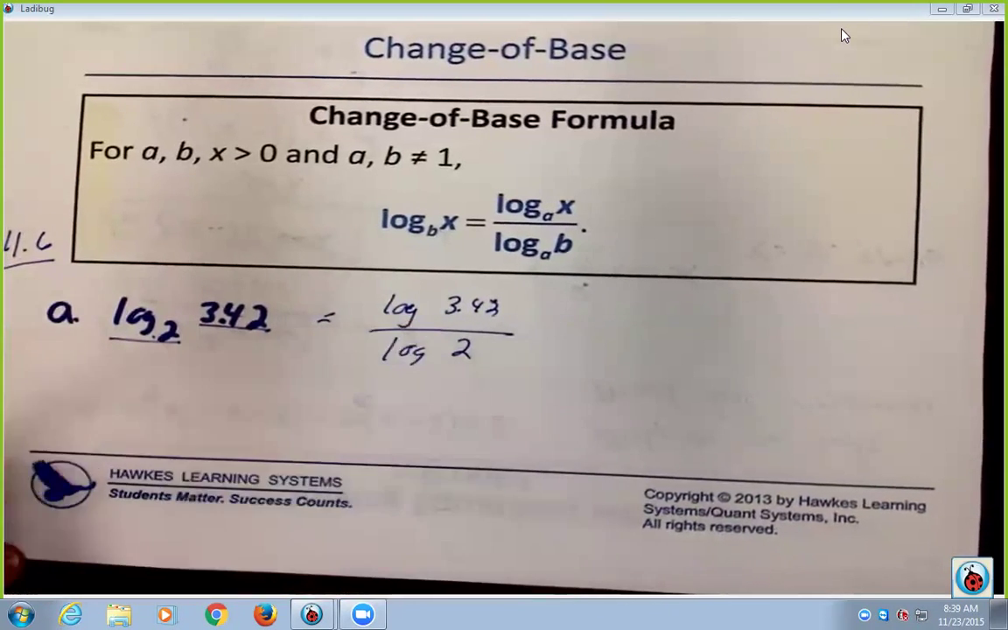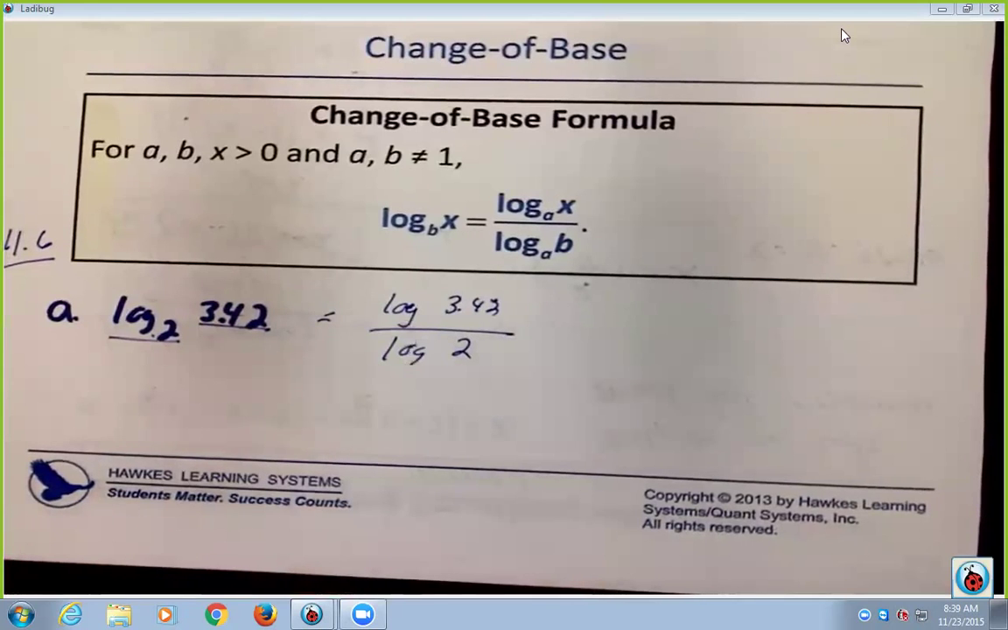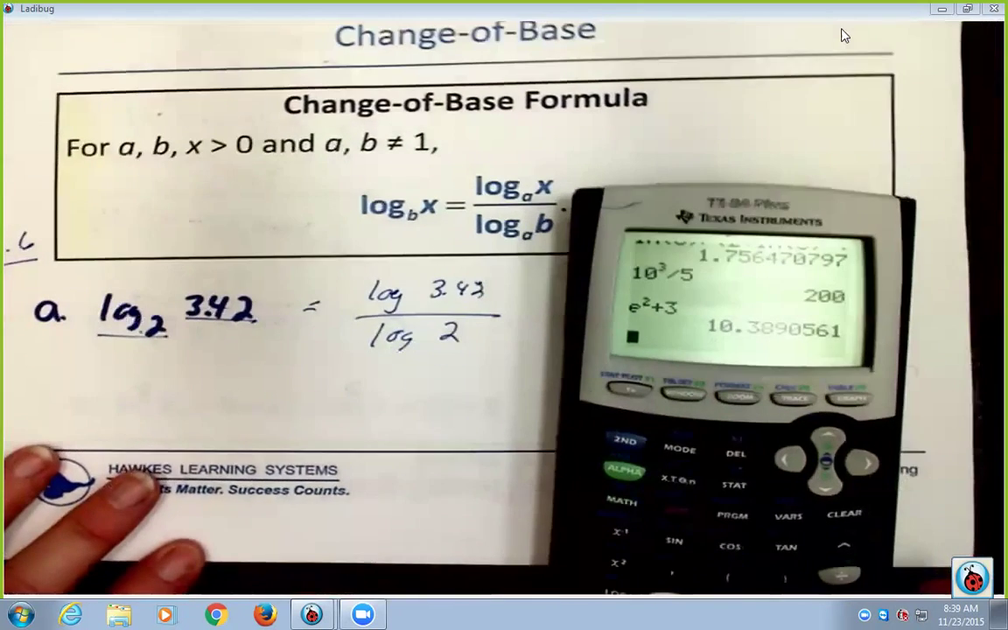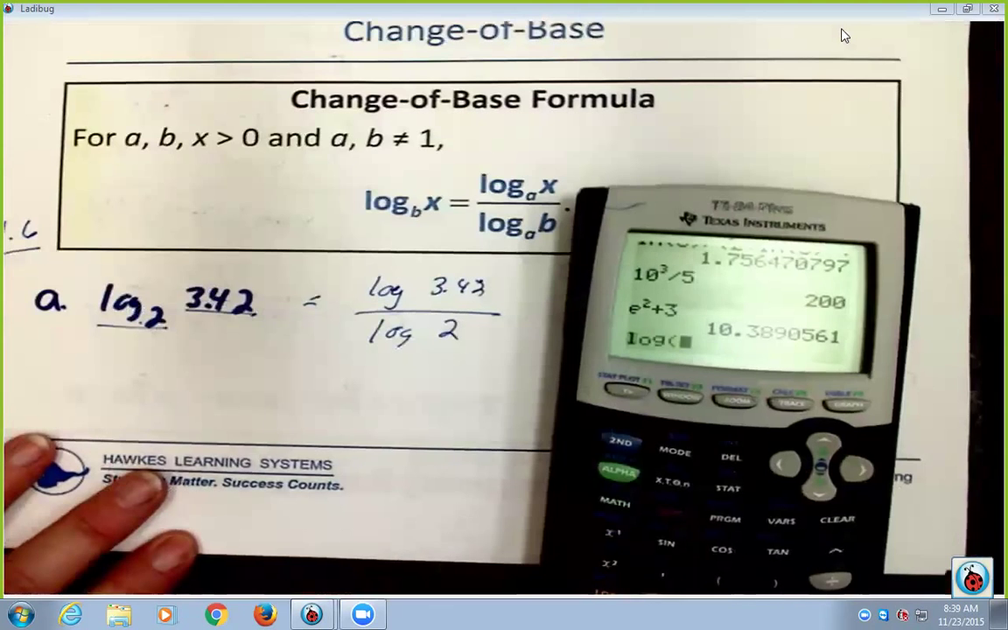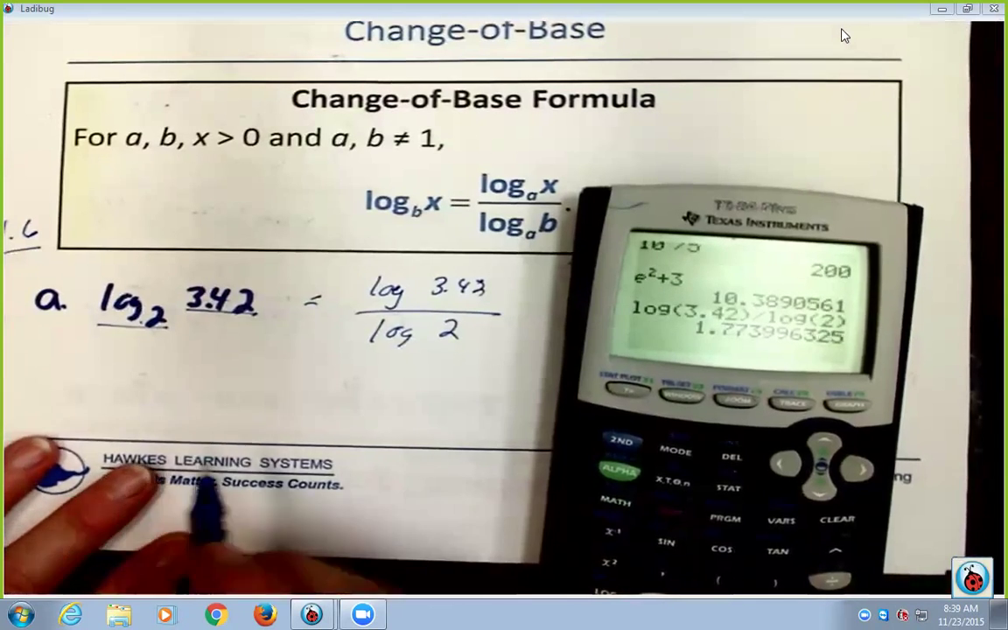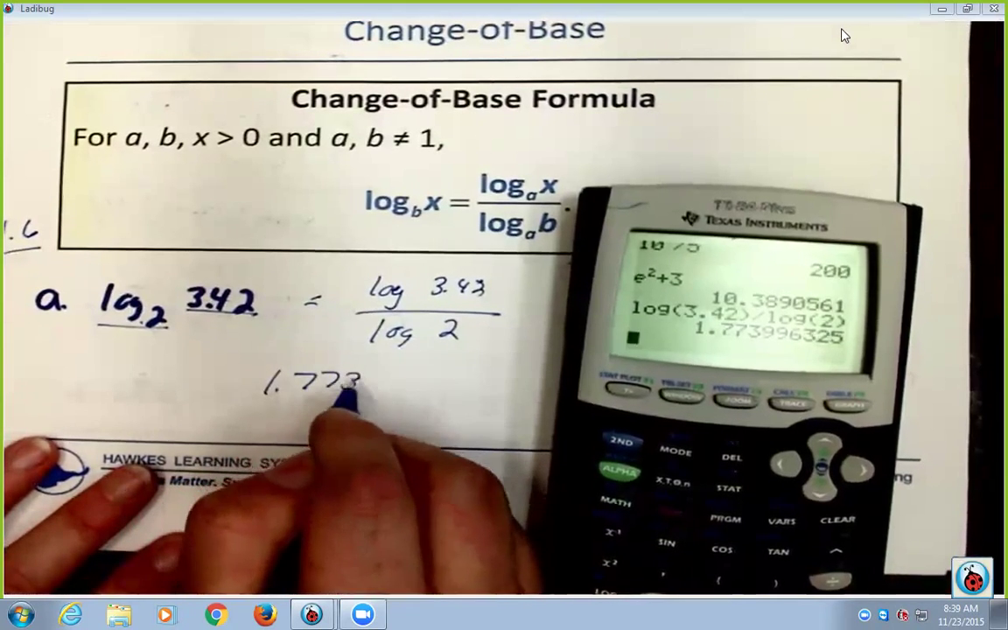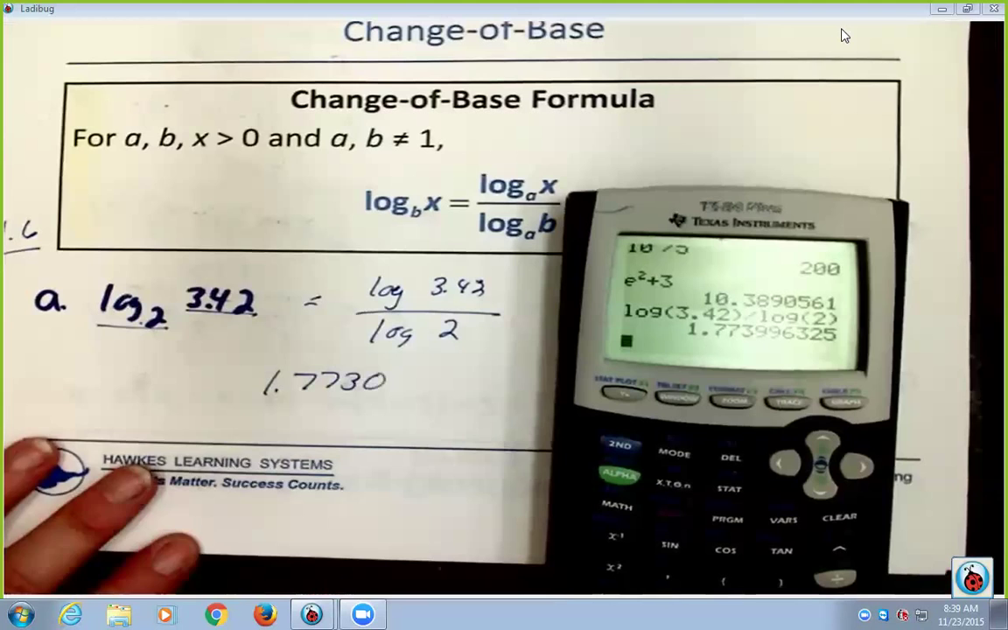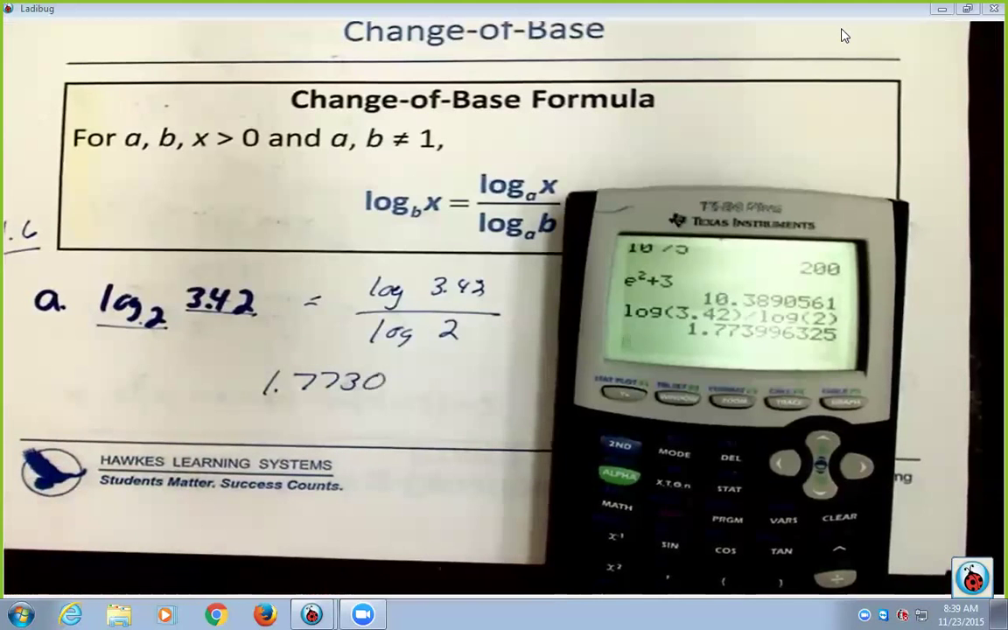And so what would my answer be with this one? So if I put it on my calculator, I'm going to have log 3.42, parenthesis, divided by log 2, and we end up with 1.7730, because the 9 is going to make the other 9 become a 10, and so it carries over.